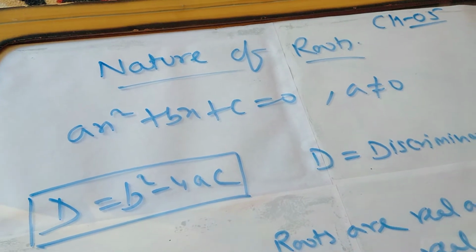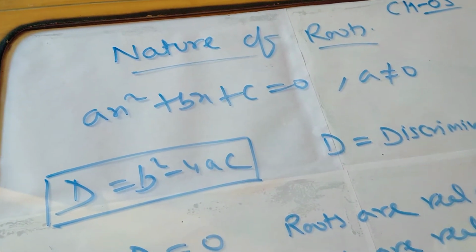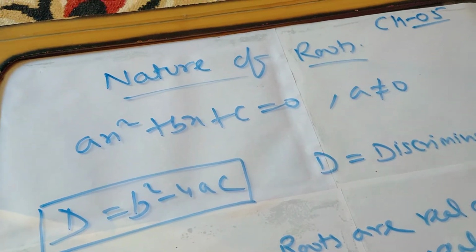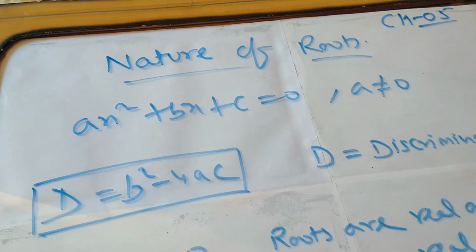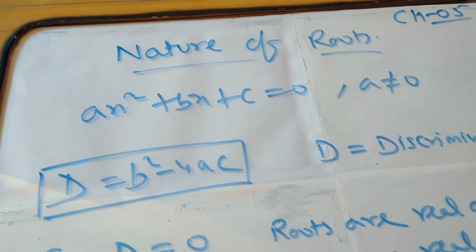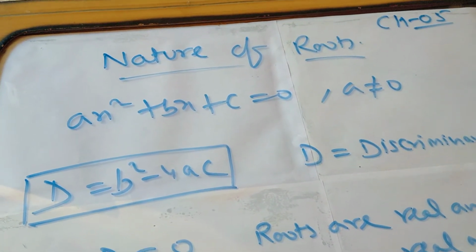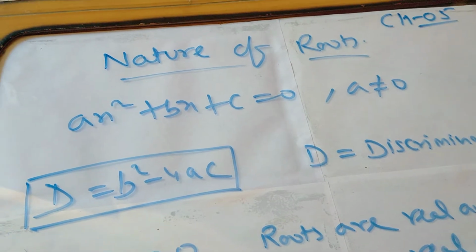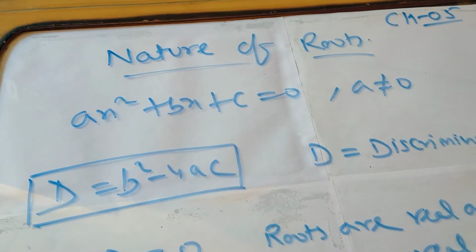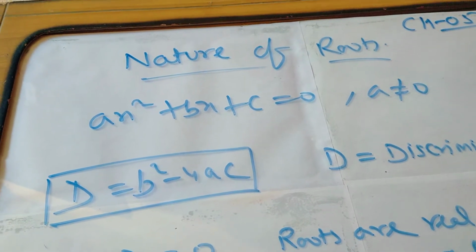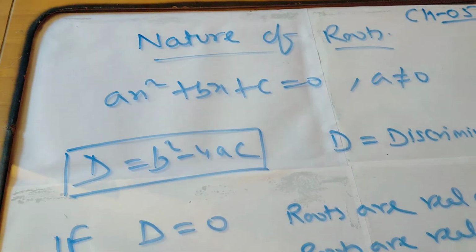Class 10, so far we have discussed till exercise number 5.3. In chapter number 5, we have learned how to solve quadratic equations with the help of the factorization method and the quadratic formula method. We have learned how we can identify a quadratic equation. That much we have done.